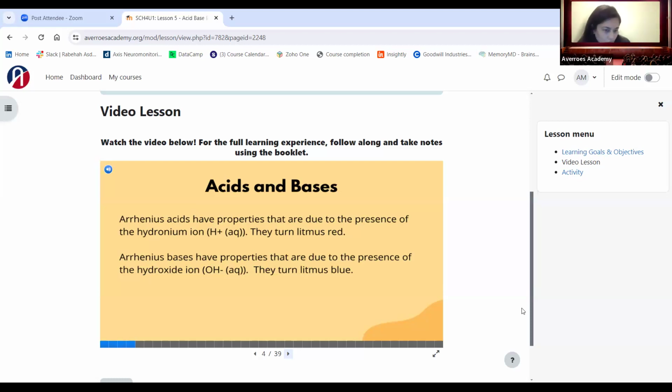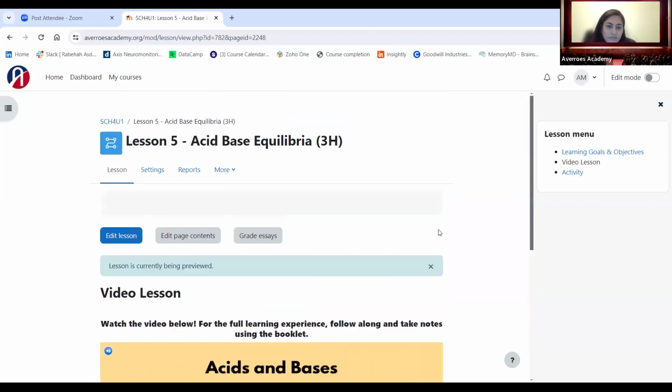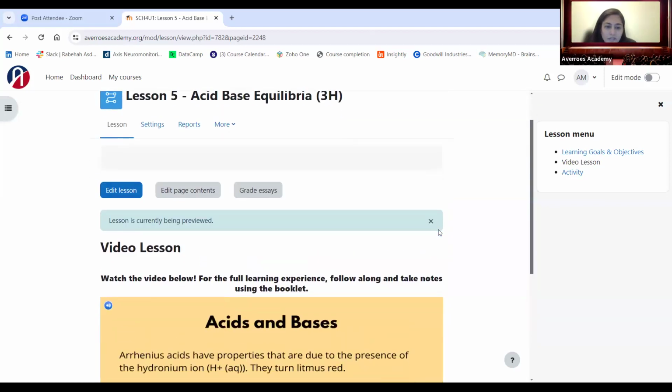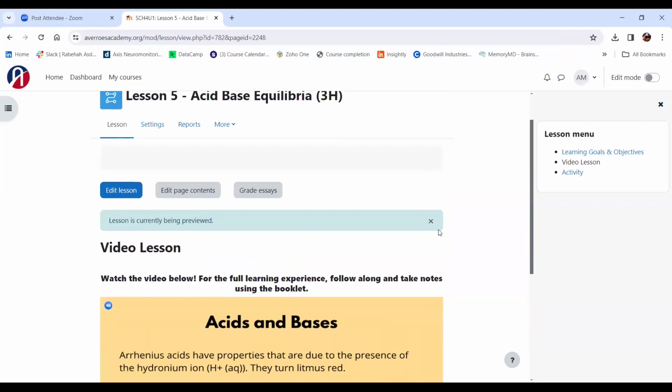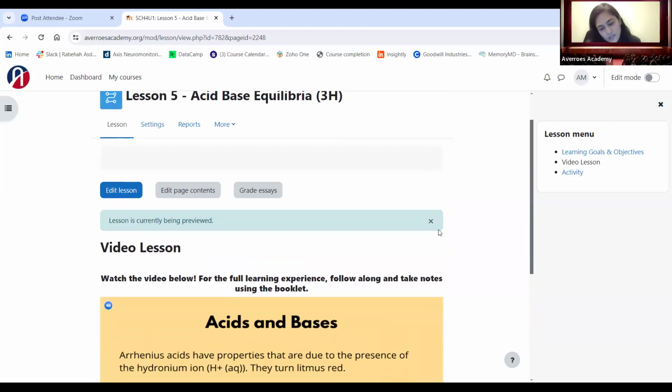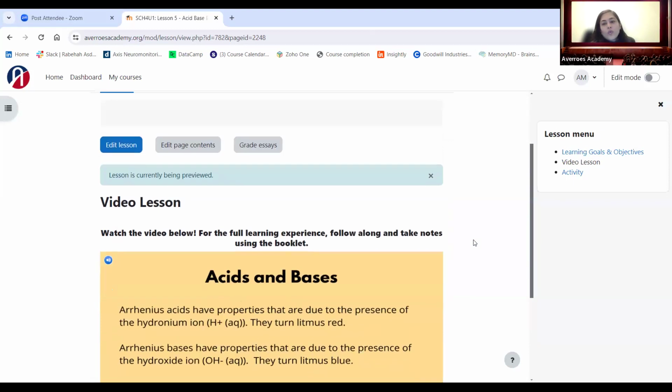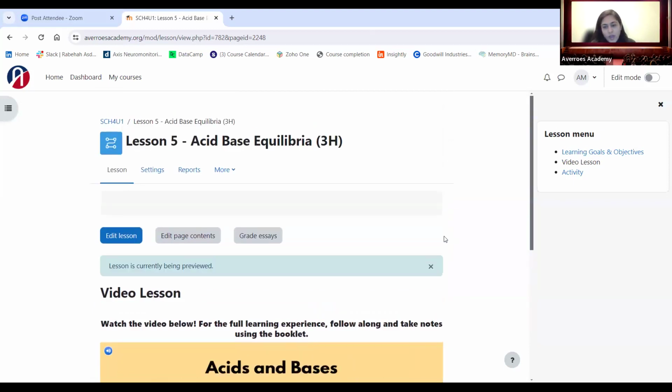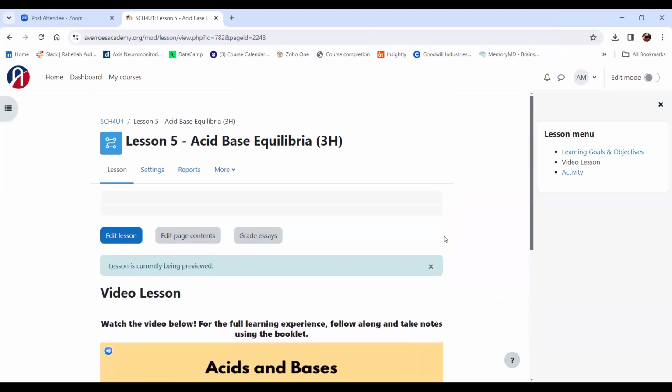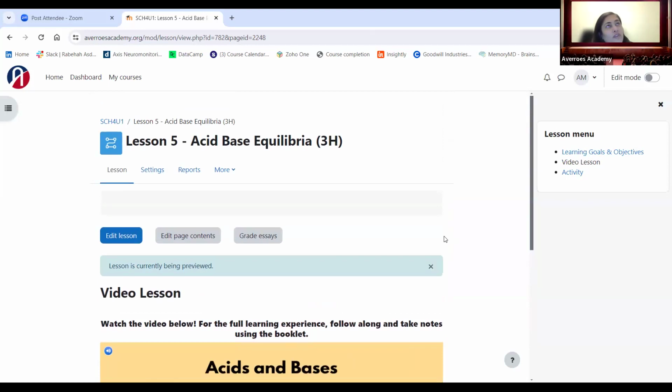Okay, Hala, I have a question for you. Hala? Yeah, for sure. Okay, so when we have litmus paper, it's a paper that basically detects whether it's an acid or a base. If it turns blue, would you think that that's a base or an acid?